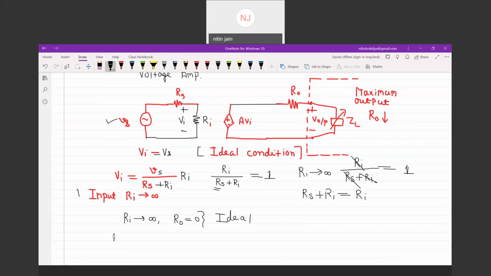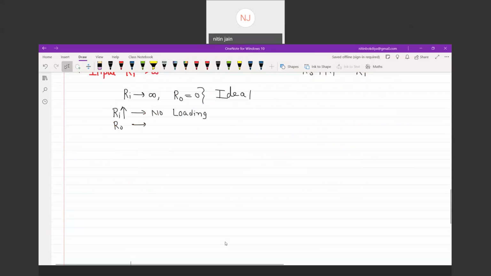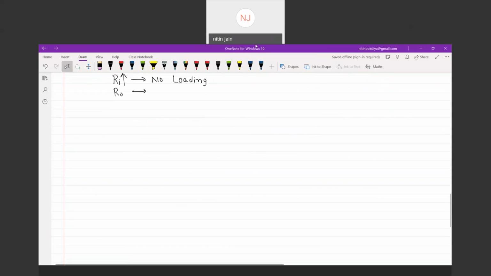So what is expected from a practical good voltage amplifier? The input resistance high so that there is no loading, and output resistance equal to 0, so you can get maximum voltage out of this. So this is the requirement of a voltage amplifier.